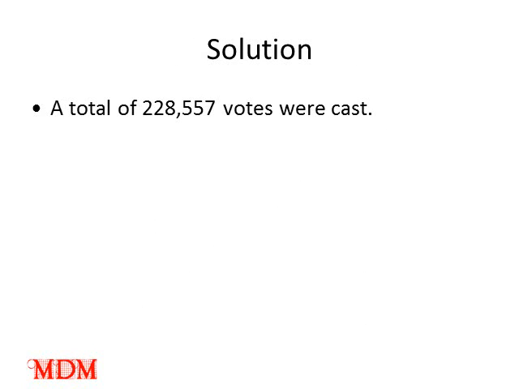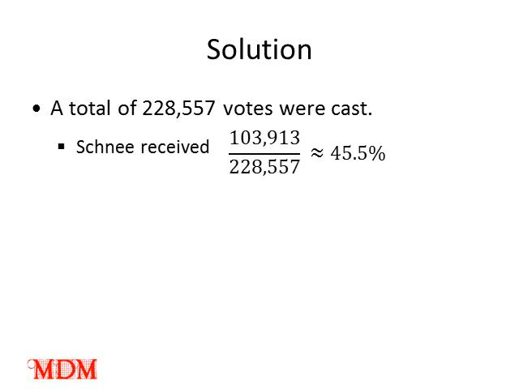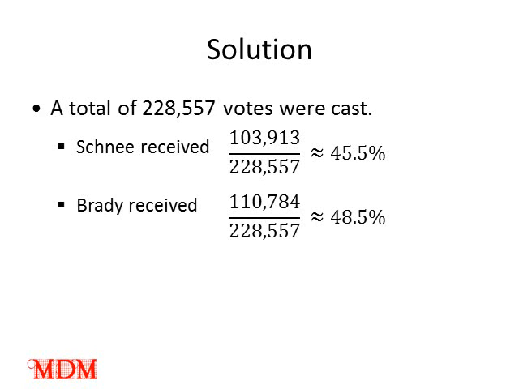Well, the solution is that a total of 228,557 votes were cast. Schnee received 103,913 votes, and so to figure the percentage that voted for Schnee, we would have to put the number who voted for Schnee over the total number of votes cast. Doing the division and rounding, we get approximately 45.5%.